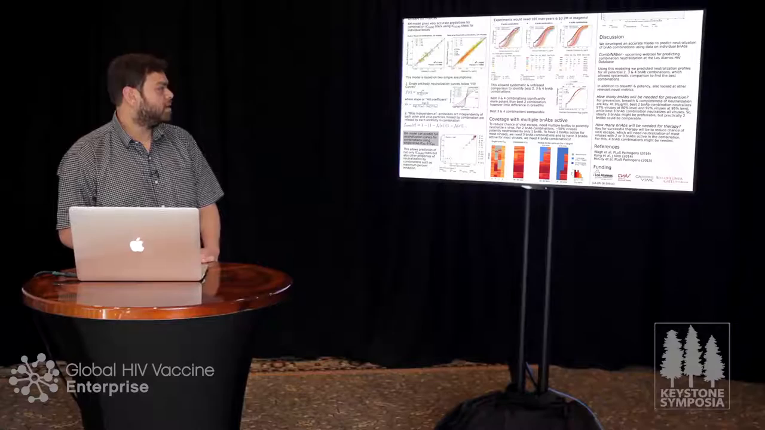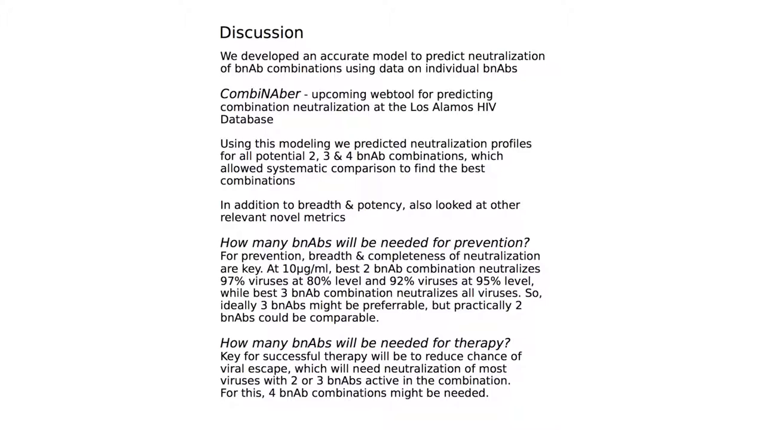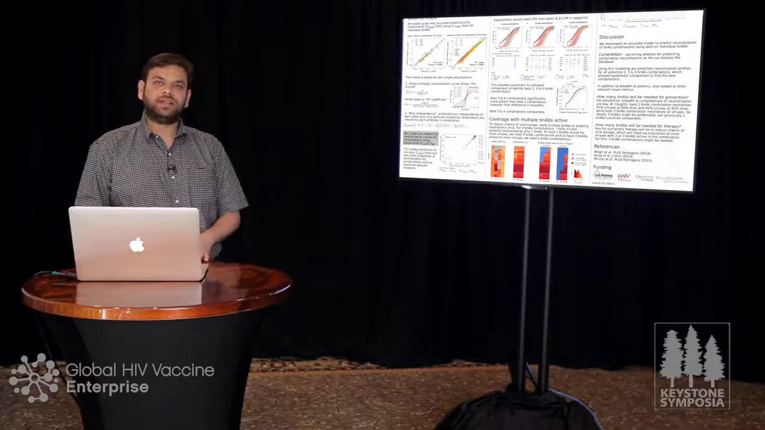How many bNAbs will be needed for clinical success? This question can be broken down into two scenarios. How many bNAbs will be needed for effective prevention of HIV infections? Before I get into this, it should be noted that in addition to the neutralization properties which we have looked at, there are several other properties which might influence the in vivo success of antibody combinations, such as tolerance and pharmacokinetic profiles of different antibodies. The data on these is just becoming available as the first human clinical trials are underway. However, these will be important parameters which our study did not touch on.